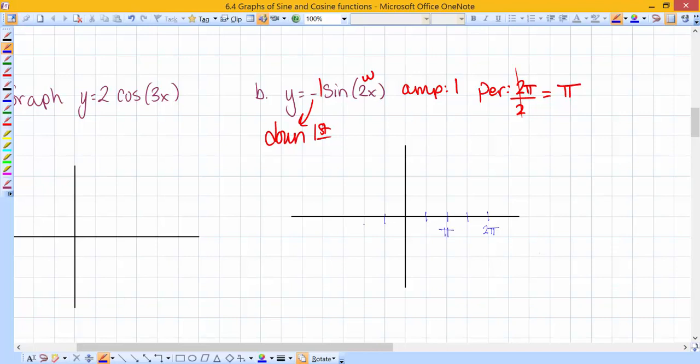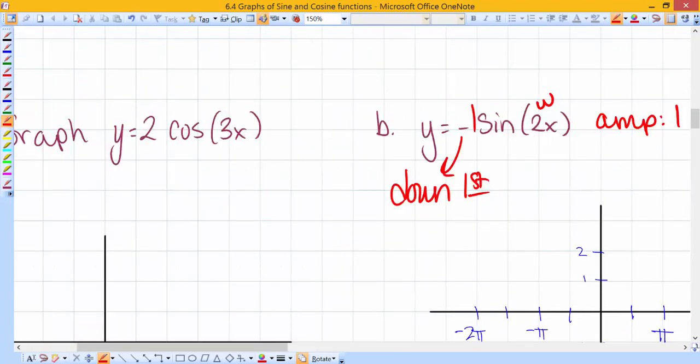Pi. Negative pi. Negative 2 pi. 1, 2. Negative 1, negative 2. Sorry if you can't see that too well. Zoom it in if you need to. I'll zoom it in for you. There we go.